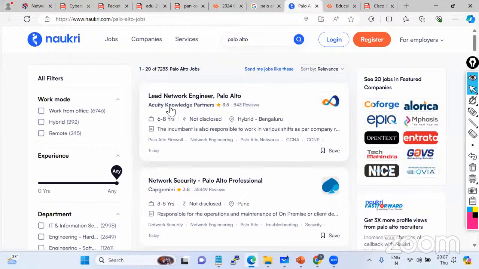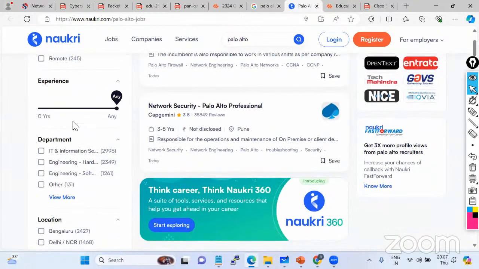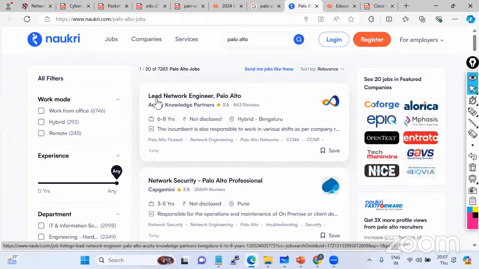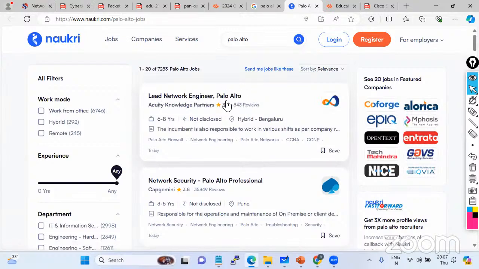See, a lot of jobs are available. A total of 7,280 jobs are showing on this portal, and there are various work modes available: work from office, hybrid, and remote. You can also filter by experience. There are 6 to 8 years of experience they are looking for as a lead network engineer. They talk about the network engineer, but they mention Palo Alto. So is it a network engineer job or a security engineer job?